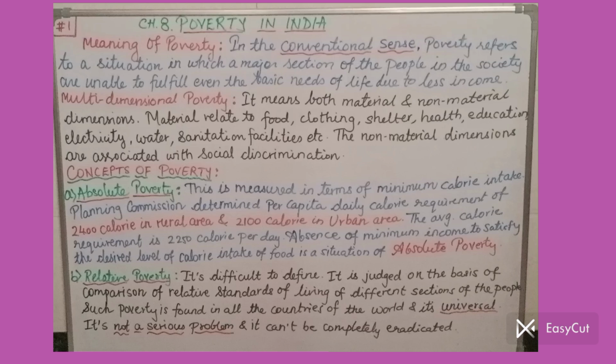Now, let us see what to write. Relative poverty is difficult to define. It is judged on the basis of comparison of relative standards of living of different sections of people and different income levels. Such poverty is found in all the countries of the world and it is universal. It's not a serious problem and it can't be completely eradicated. It cannot be removed because it's not actually a problem. I hope you got the point.